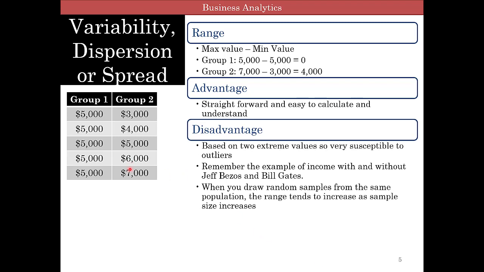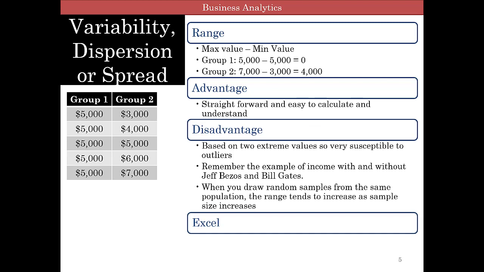But there are some problems in using range. First, you're going to use two extreme values. Remember that example with Jeff Bezos and Bill Gates? Now, if Group 1 did not have Jeff Bezos and Bill Gates, and Group 2 had Jeff Bezos and Bill Gates, just by having two people in one group, it's going to show that this is really different. Whereas the two groups might be the same and just two people might be the weird ones, what we call outliers. So there's a big disadvantage in using range.